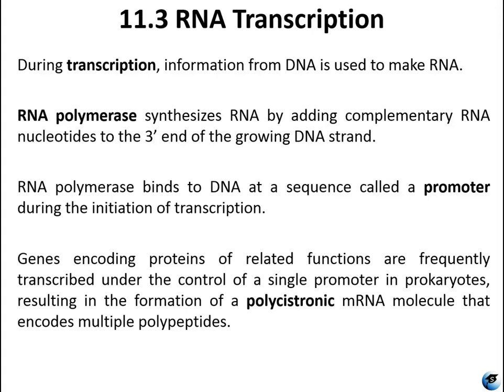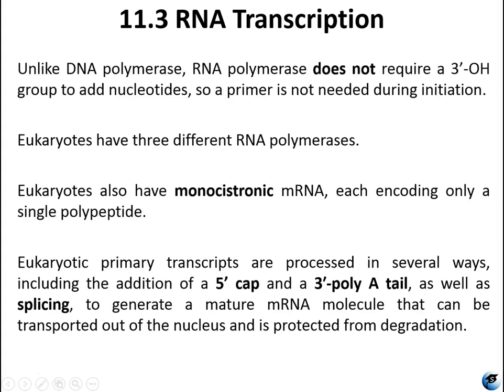Genes that encode proteins of related functions are frequently transcribed under the control of a single promoter in prokaryotes, and this is called polycistronic mRNA. RNA polymerase is similar to DNA polymerase, however, RNA polymerase does not require a free 3' hydroxyl group in order to add nucleotides. So it doesn't need a primer. There are 3 different RNA polymerases in eukaryotes. Eukaryotes do not have polycistronic mRNA, they have monocistronic mRNA. Eukaryotes only have a single polypeptide that their mRNA encodes for, which separates them from prokaryotes, who have polycistronic mRNA.